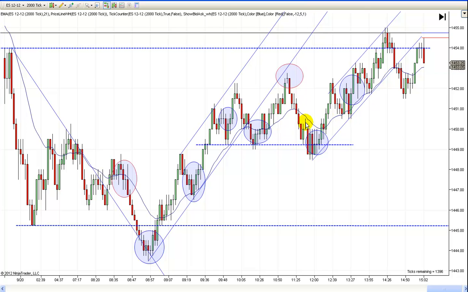And it's two tests of that breakout area, which you know what that means. That's a solid test of that breakout area that held twice. So now we're probably going higher.